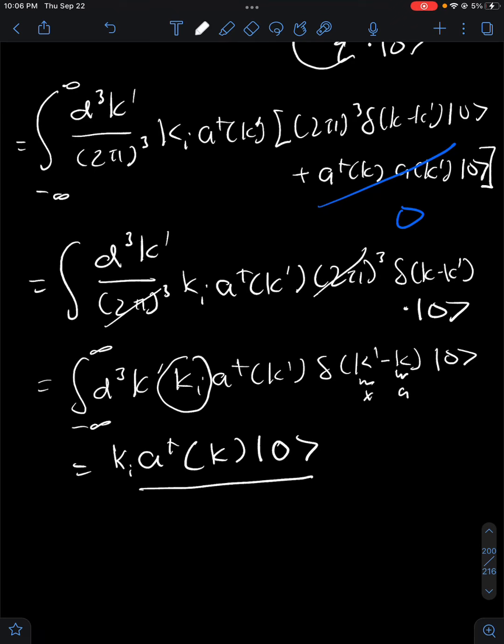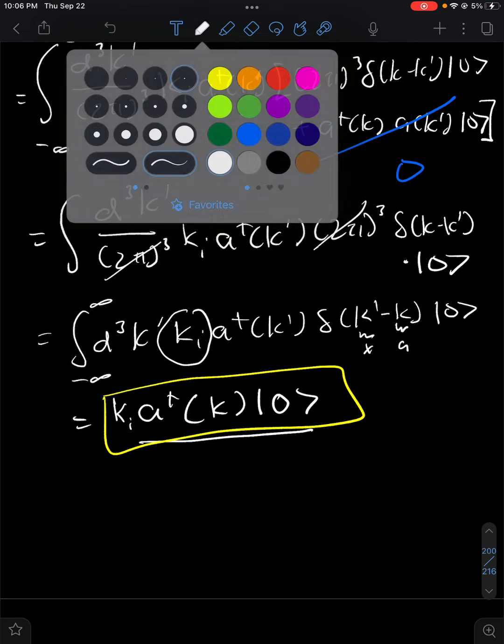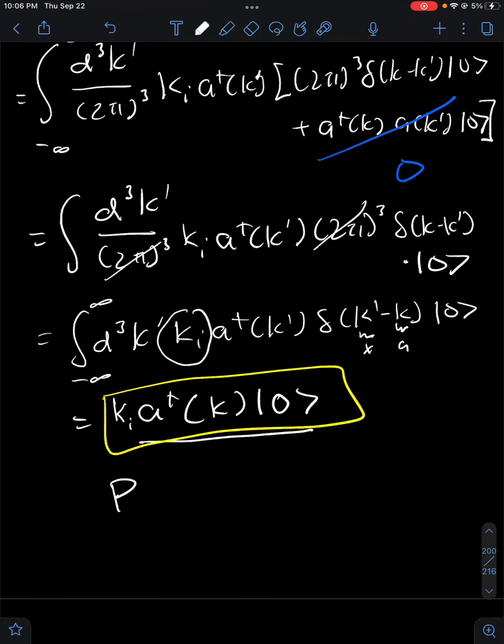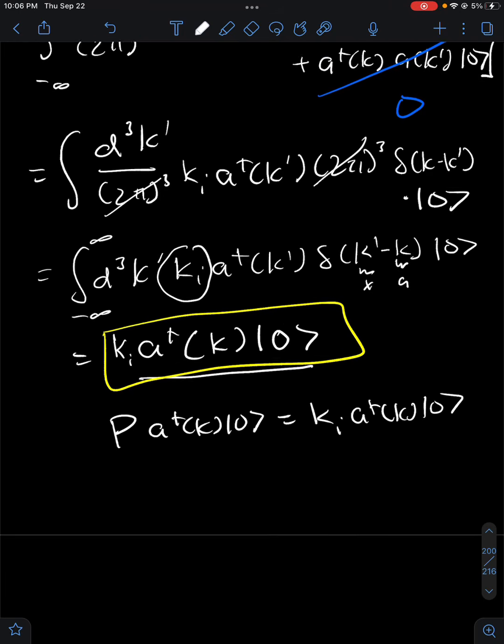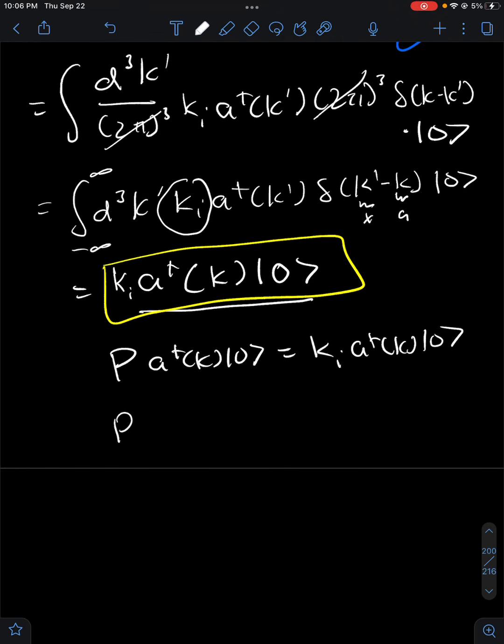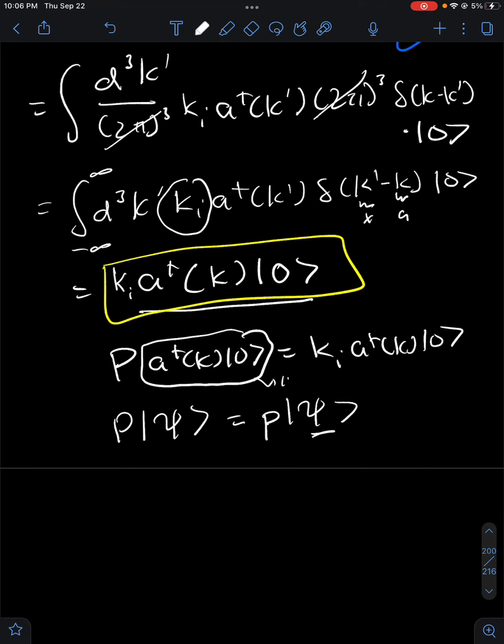So here is actually our answer: the momentum operator acting on A conjugate K, acting on the vacuum, is just Ki A conjugate K acting on the vacuum. But remember that if the momentum operator acting on psi gives us an eigenvalue times psi, then psi is an eigenstate, right? Well, this whole thing is basically the psi, right?